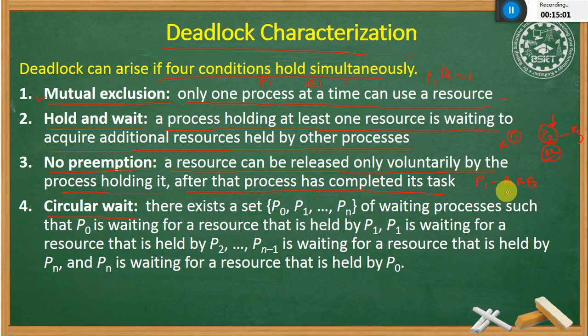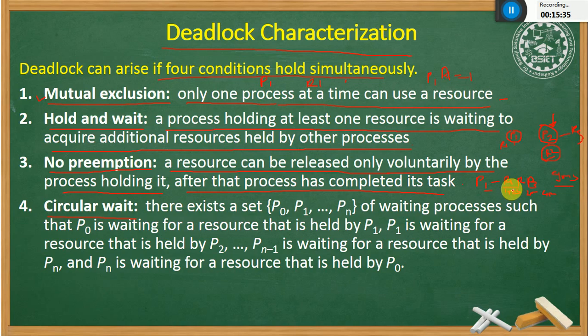R1 is utilized for only 1 millisecond, R2 is utilized for 2 milliseconds, and R3 is used for 4 milliseconds only. After 1 millisecond, R1 is not used by P1, but it is not released. It is released after the overall completion. Suppose P1 is completed after 9 milliseconds, R1 is used for only 1 millisecond, but it is held by P1 for 8 milliseconds.